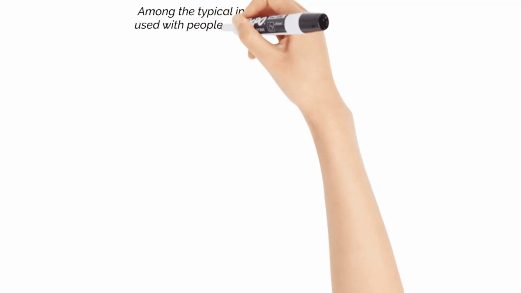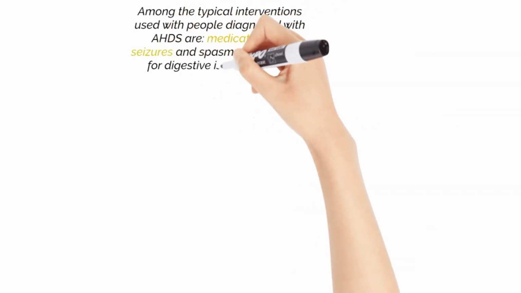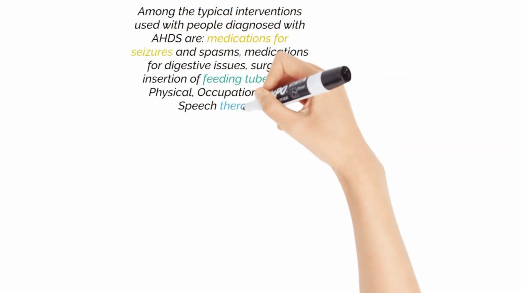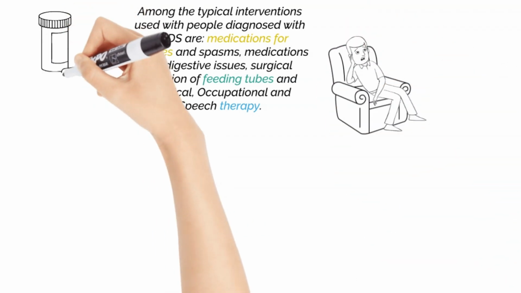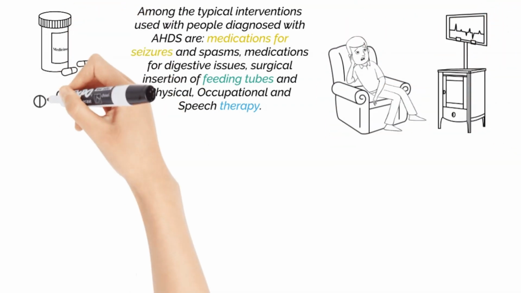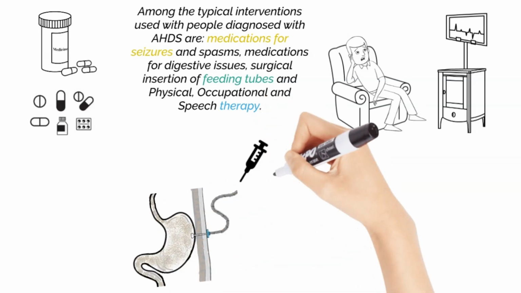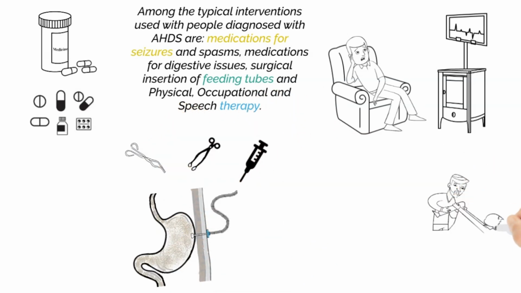Among the typical interventions used with people diagnosed with Allan-Herndon-Dudley syndrome are medications for seizures and spasms, medications for digestive issues, surgical insertion of feeding tubes, and physical, occupational, and speech therapy.